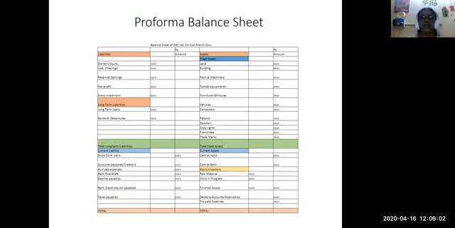In this, on the left hand side, liabilities are shown, and on the right hand side, assets are shown. On the top portion, we are showing the long-term liability and long-term asset, and the bottom portion, we are showing the current liability and the current asset. You can see there are many items which are included in the long-term liability.